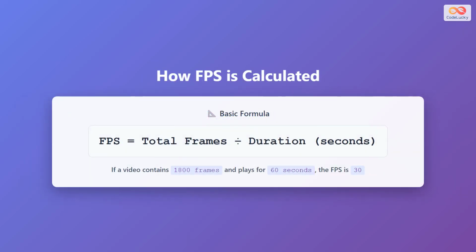The formula to calculate frame rate is simple. FPS equals the total number of frames divided by the duration in seconds. For example, if a video contains 1,800 frames and plays for 60 seconds, you divide 1,800 by 60, which gives you 30 FPS.